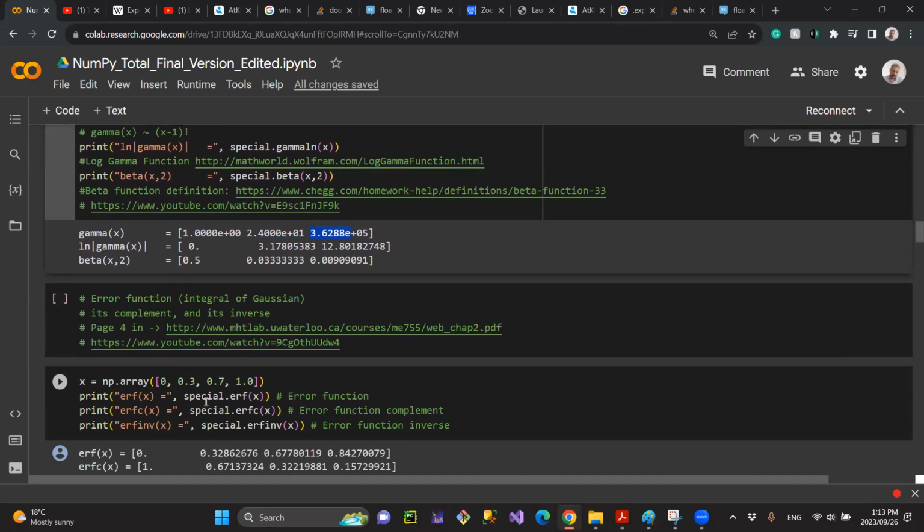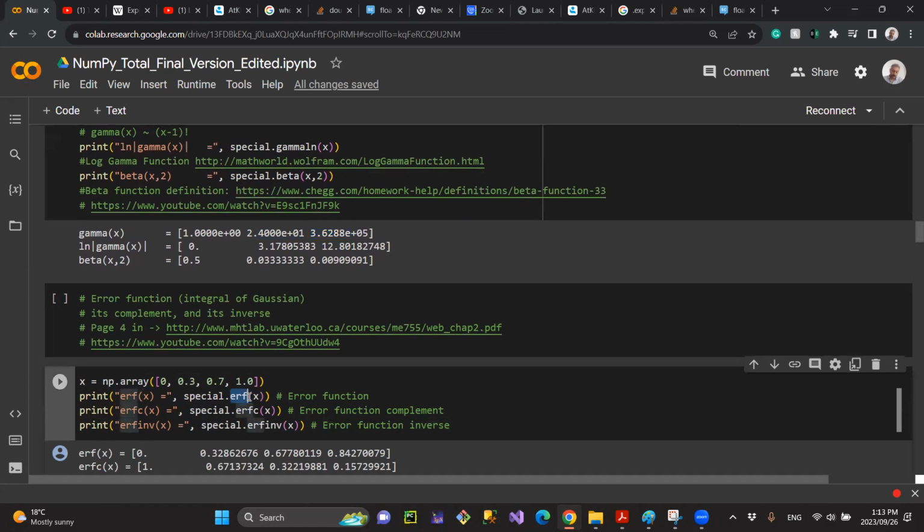How about this one? Now we have erf. What is erf? Oh, yeah, it is mentioned in front of it, error function. But error function for what?